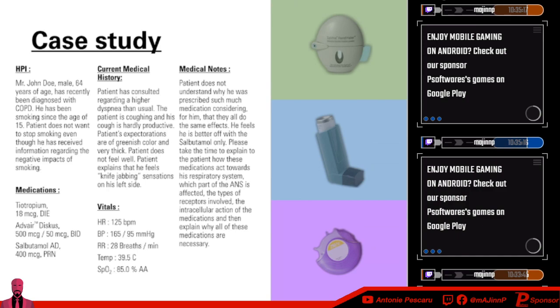At the moment his vitals are: his heart rate, 125 beats per minute. His blood pressure is 165 over 95 millimeters of mercury. His respiratory rate is 28 breaths per minute. His temperature is 39.5 degrees Celsius. And his oxygen saturation level is 85.0% at ambient air. So, with these vitals, we know our patient is tachycardic. He has hypertension.